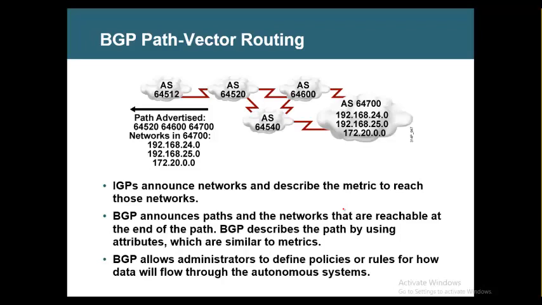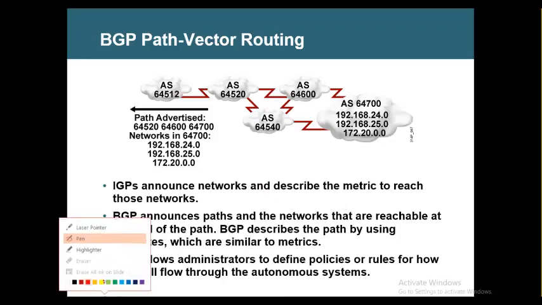OSPF and ISIS come under a category called link state. BGP comes under a category called path vector. BGP is a path vector routing protocol. The reason is it shows the autonomous system via which the packet should go, the path.